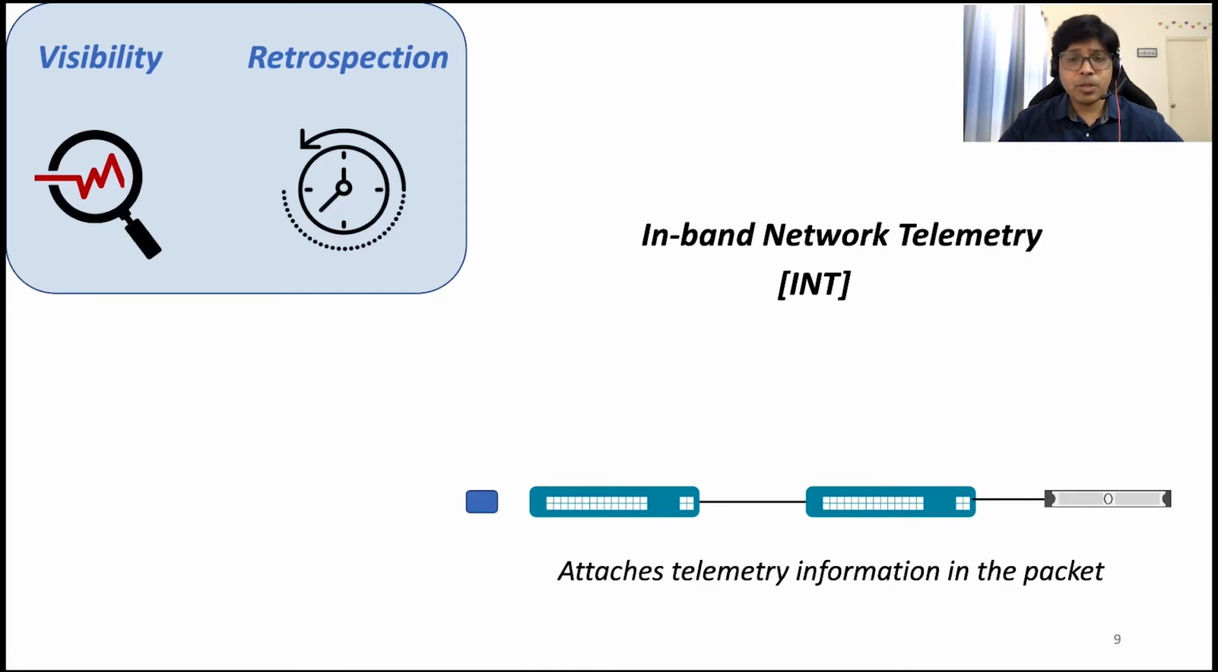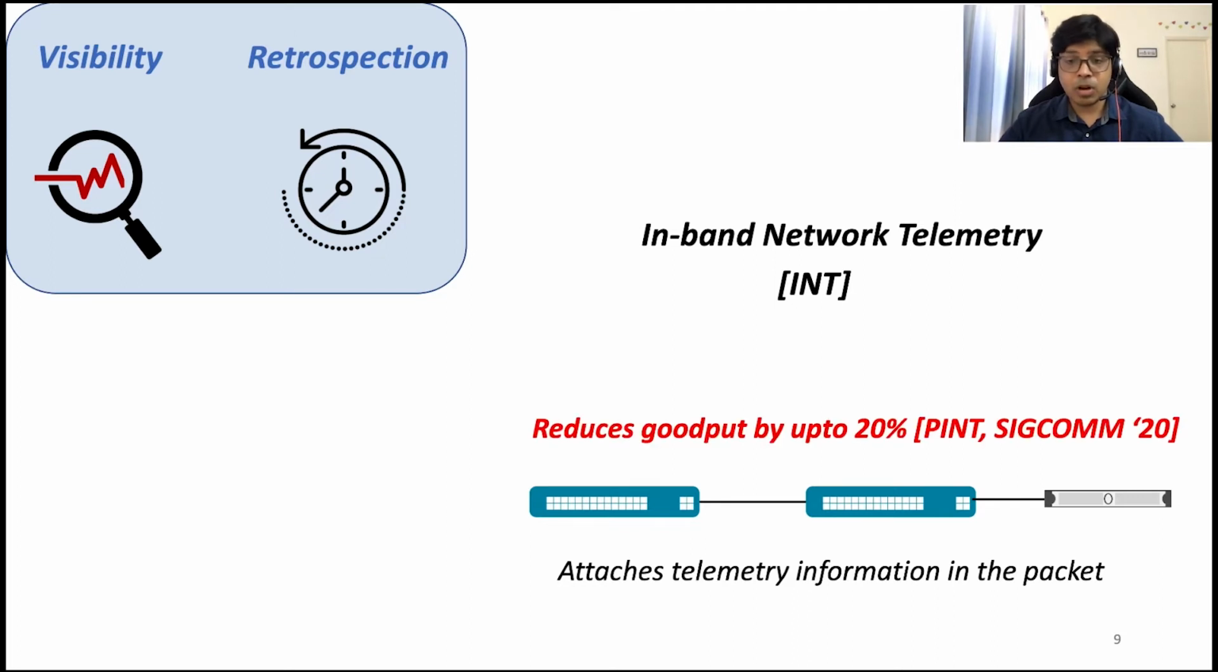A diametrically opposite approach would be to append telemetry information in the packet headers in the data plane itself, as done by INT. This approach uses selective hosts to store the per packet telemetry information after extracting the headers. However, the main problem with this approach is that due to the information embedded in the data packets itself, it reduces the goodput of the network by up to 20%.